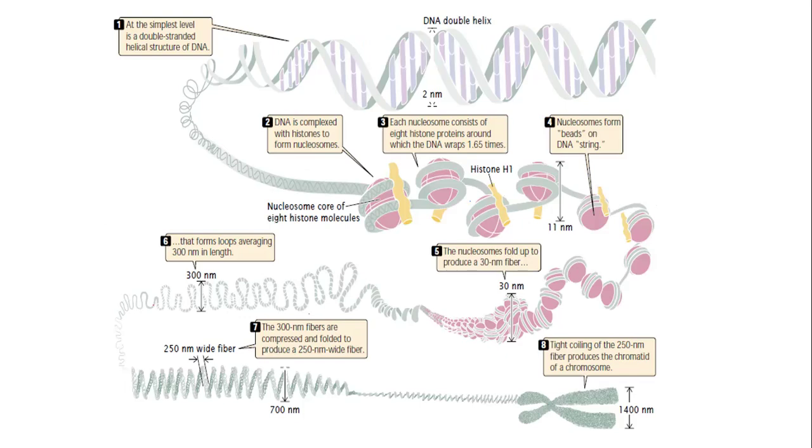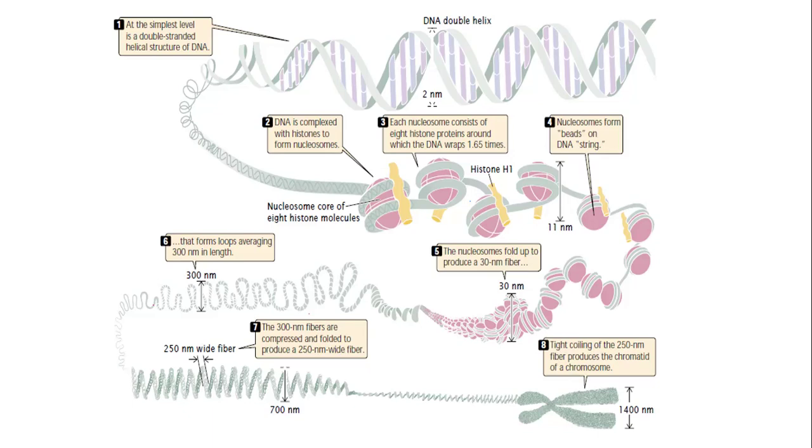So here you are seeing a cartoon that is labeled from 1 to 8. Number 1, at the simplest level, is a double-stranded molecule like we have seen earlier on. Then number 2, DNA is complexed with histone to form a nucleosome. We have seen that one in our last class. Number 3, each nucleosome consists of 8 histone proteins. That's why we say it has an octamer core of histone proteins. Number 4, nucleosomes form beads. We saw that one even when we looked at the electron micrograph.